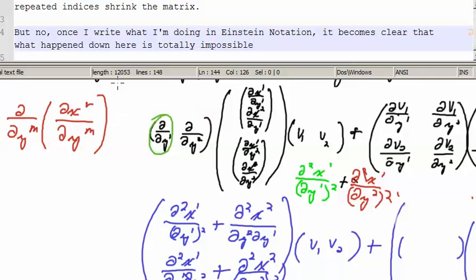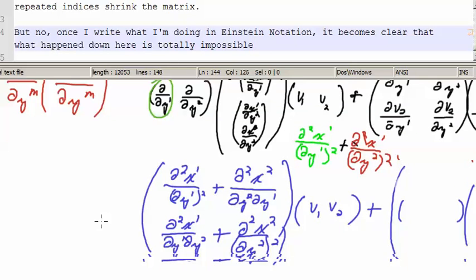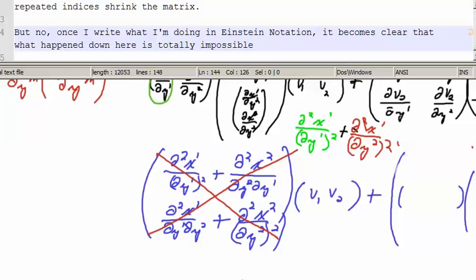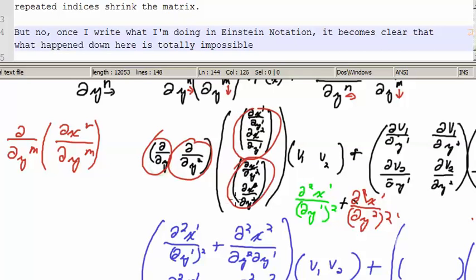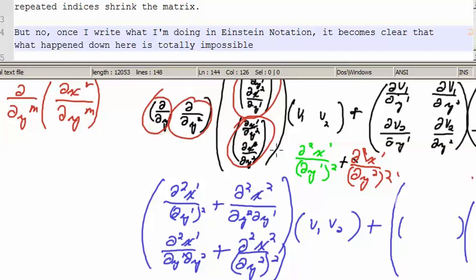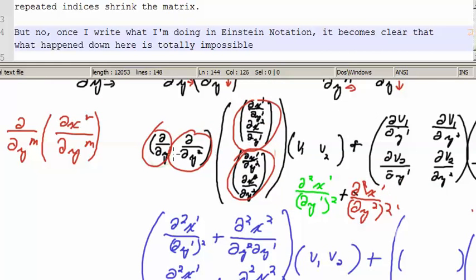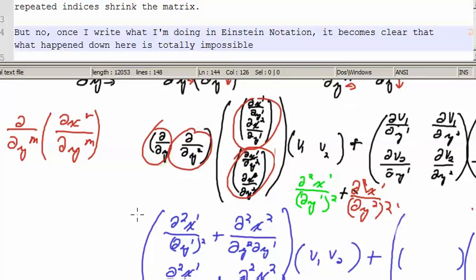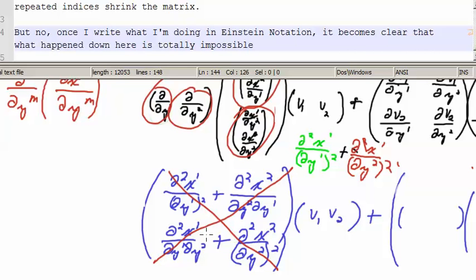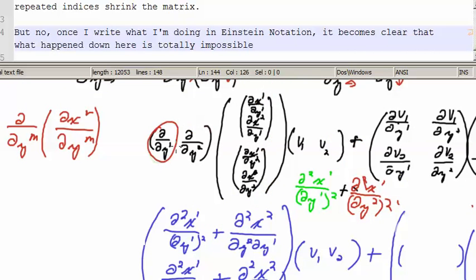But no, once I write what I'm doing in Einstein notation, it becomes clear that what happened down here is really totally impossible. When I took this times this plus this times this and put it all together, I was taking that del y2 times both a y1 and a y2 term? Really? No, that's a y1 times a y1. That's a y2 times a y2. So I still think this is impossible, but I don't even see how I got it now. Oh yeah, I remember. I took this times this plus this times this to get the top part, and I took this times this plus this times this to get the bottom part. That's what I did. But now I see that is not a possible result.